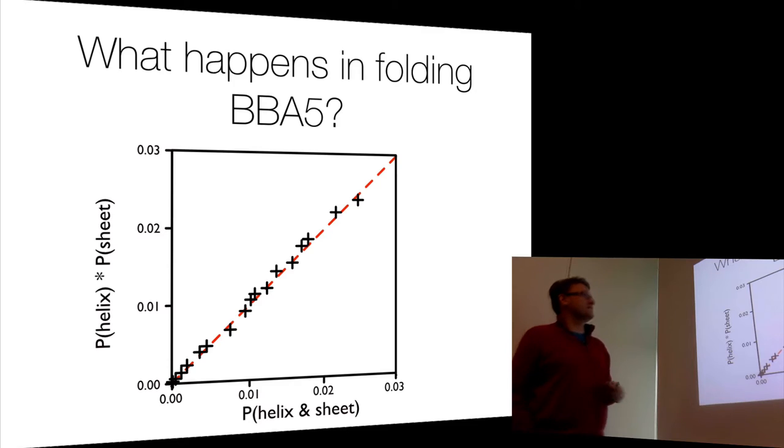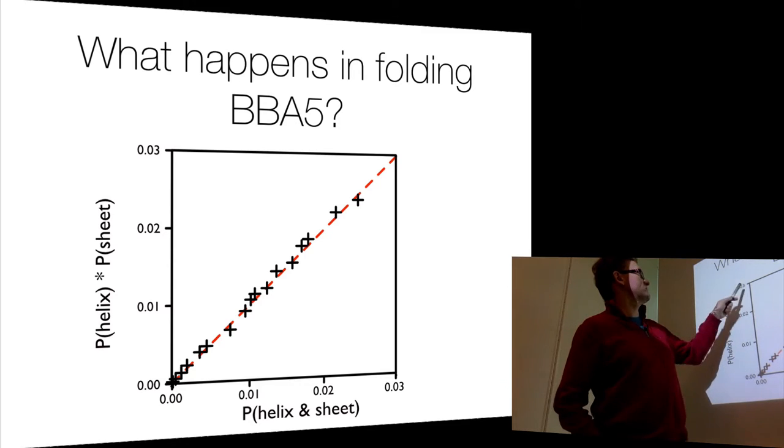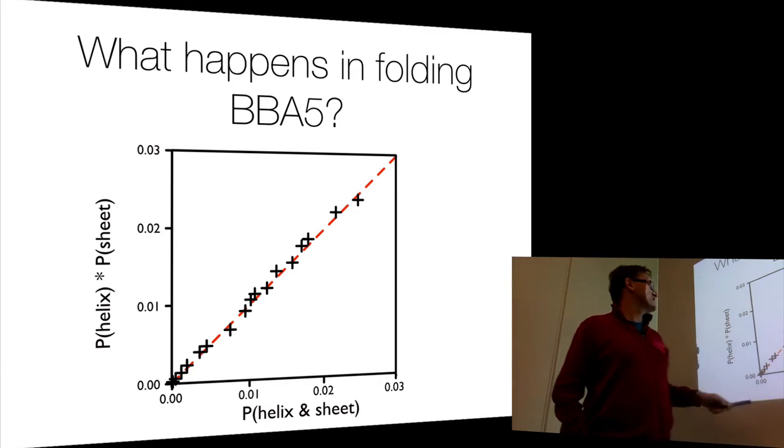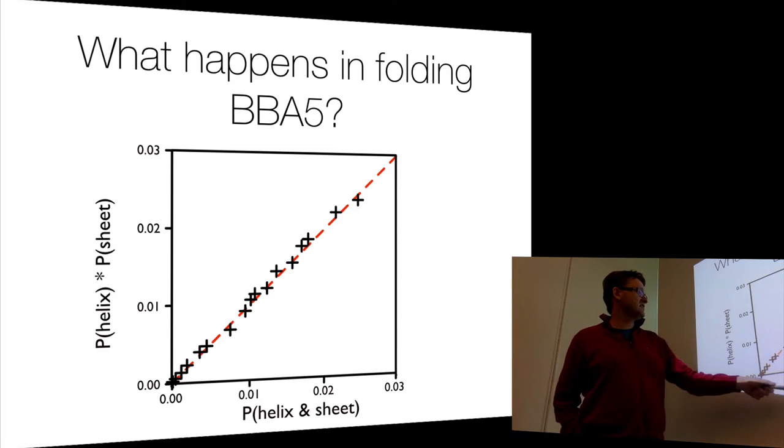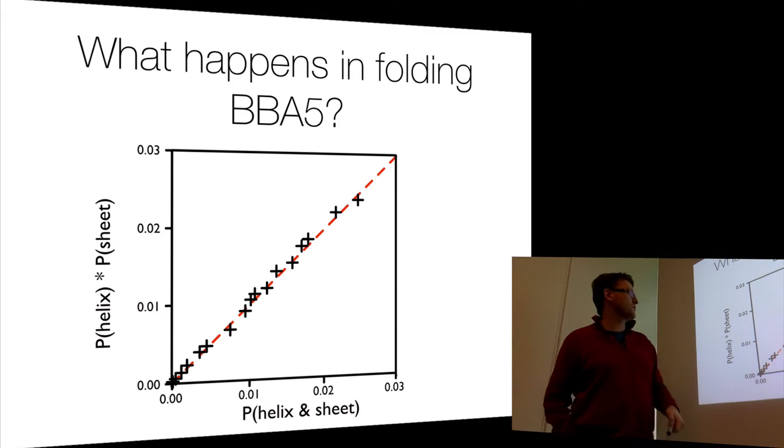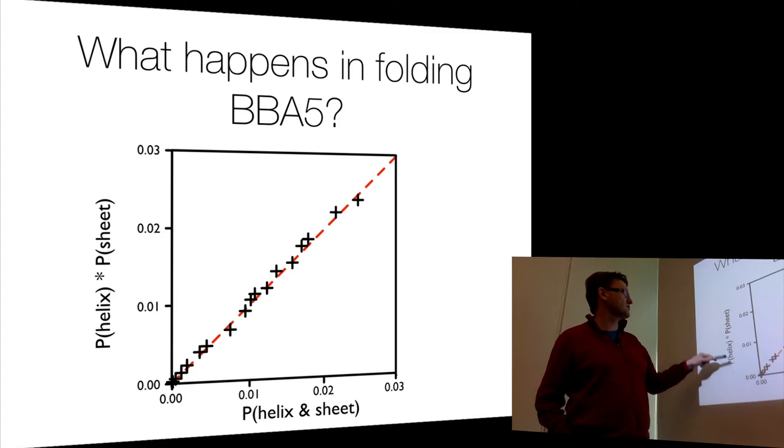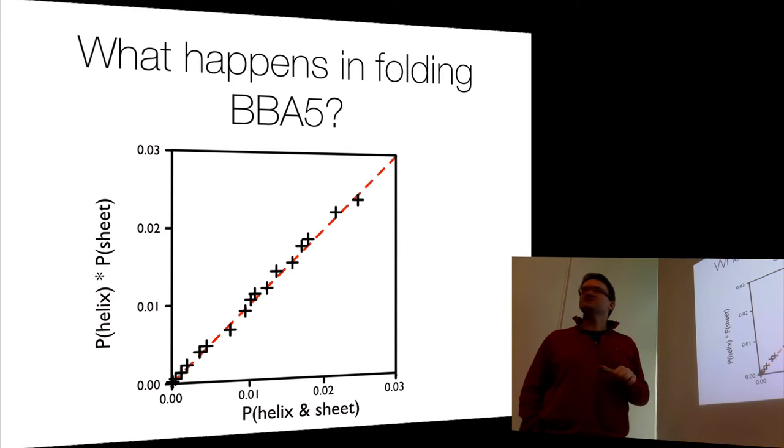They're not just proportional, right? They're identical even, because the slope is 1. So when the probability of a pair of events is identical to the product of the events, what does that mean? They're independent. So the probability of having the helix is completely independent of the probability of having the sheet, and vice versa. The helix doesn't care if the sheet has formed, and the sheet doesn't care if the helix has formed.